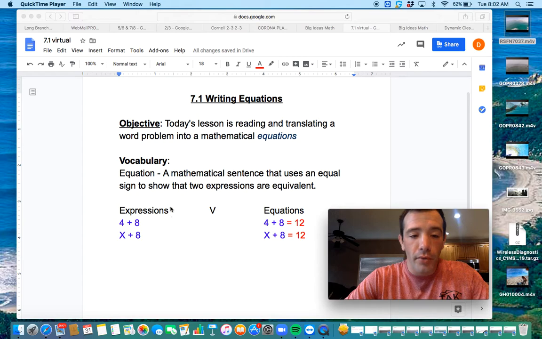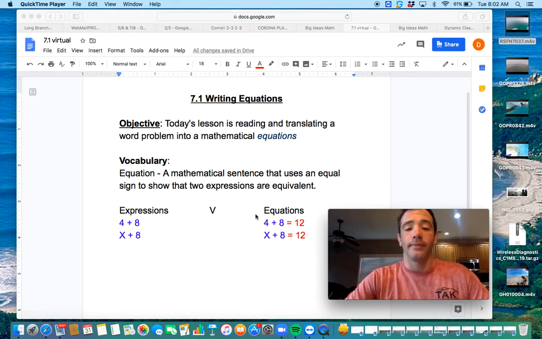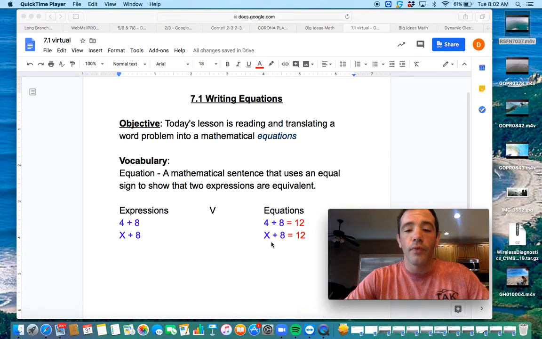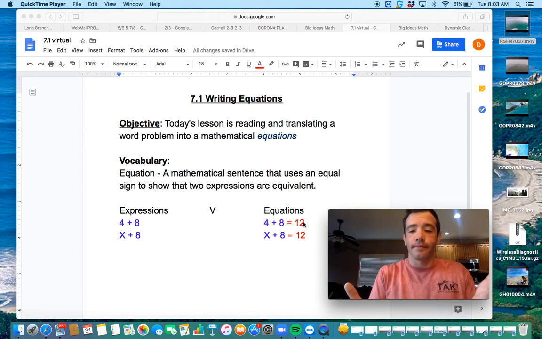So back in chapter 3, we wrote expressions. 4 plus 8, the sum of 4 and 8, 8 and 4 together. Here's an algebraic expression because of this unknown: x plus 8, the sum of x and 8. These expressions, notice, they don't equal anything. Versus now we're writing equations. Equations have an equal sign. Equation, equal. And basically, an equation, guys, shows that two expressions are equivalent. So, this left side is balanced with this right side.